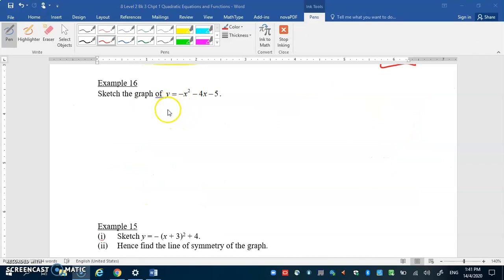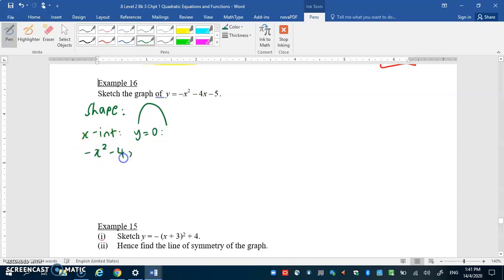Alright, let's go to this question. Sketch the graph of y equals negative x squared minus 4x minus 5. Okay, now I'm going to start off by coming up with a shape. The shape will be a sad face because it is negative x squared, so it will be downward. And after that, I'm going to try and factorize to find the x-intercepts. So the x-intercept is when y is 0, right? So I'm going to let this be equal to 0.